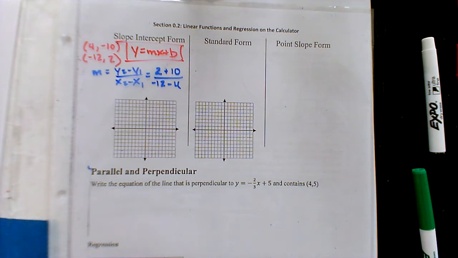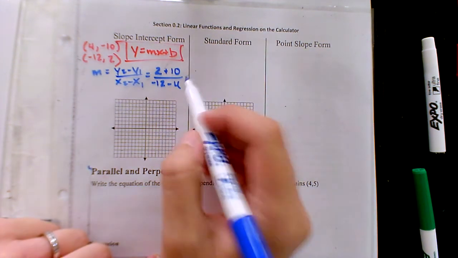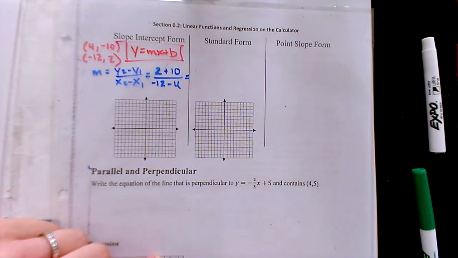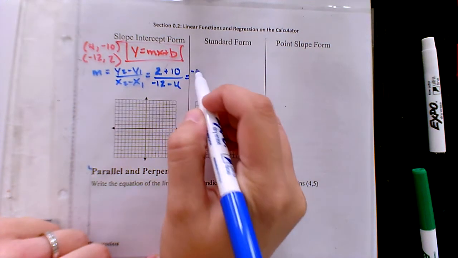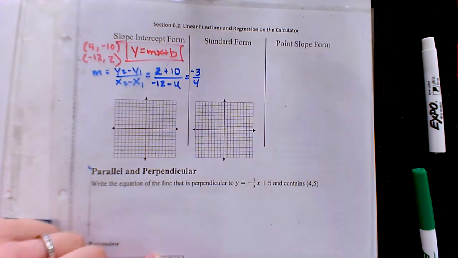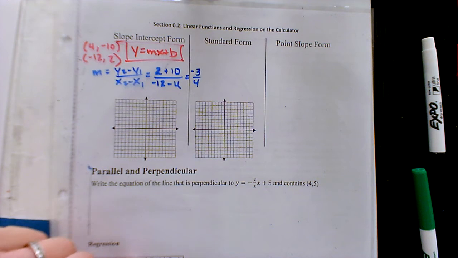Are we okay with that setup? Slope, right? All right, so we get 12 over negative 16, but that simplifies to negative 3 over 4. Okay? So we figured out the m. How can we figure out the b?